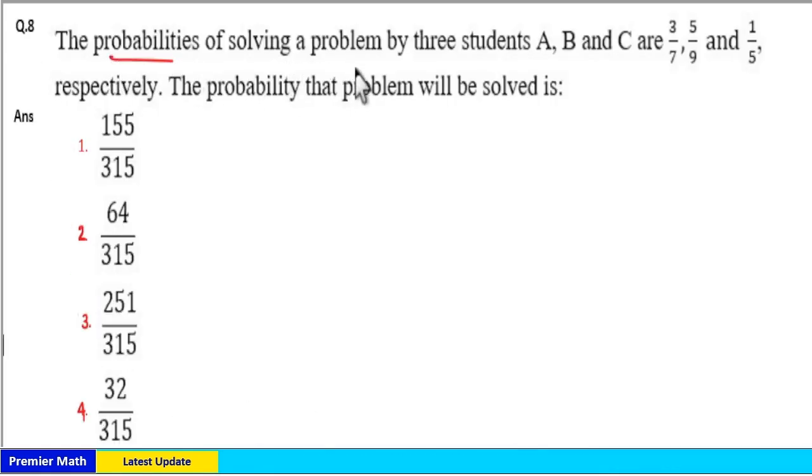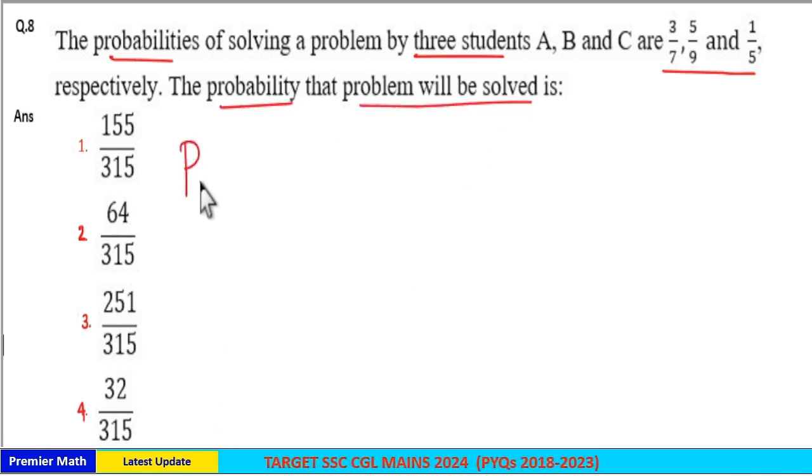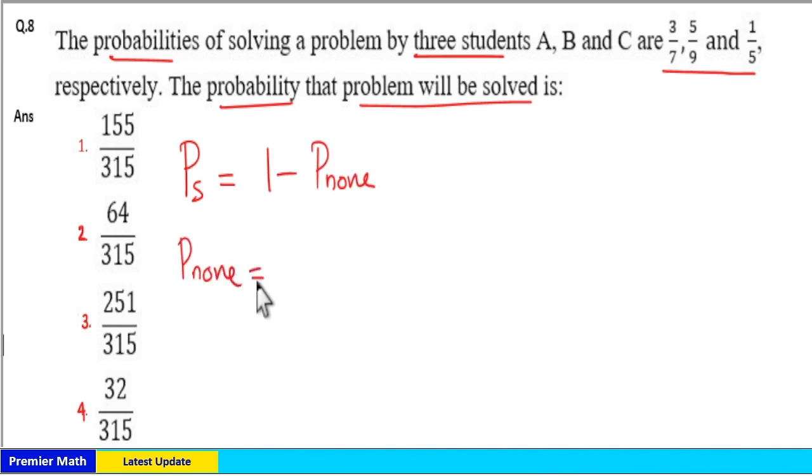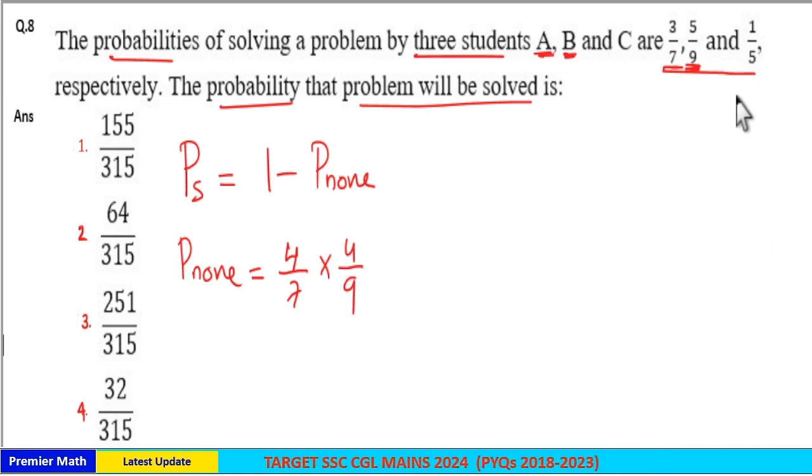The probabilities of solving a problem by 3 students A, B and C are 3/7, 5/9 and 1/5 respectively. The probability that the problem will be solved is, here the probability of solving this problem is equal to 1 minus the probability of no one solving the problem. That is, the probability of none is equal to, here there is 3/7 chance that A will solve the problem, which means the remaining 4/7 chance that A will not solve the problem. There is 5/9 chance that B will solve the problem, which means the remaining 4/9 chance that B will not solve the problem. There is 1/5 chance that C will solve the problem.